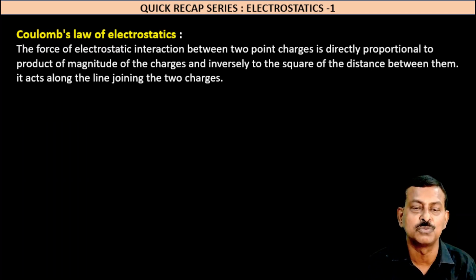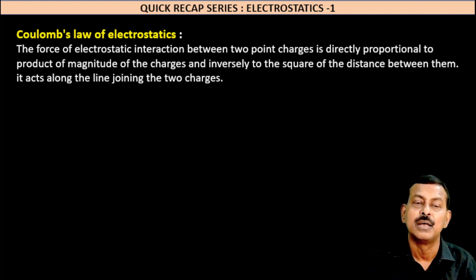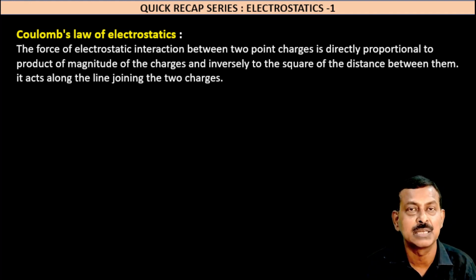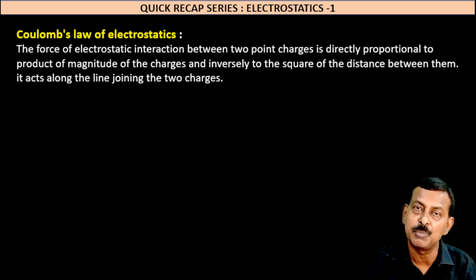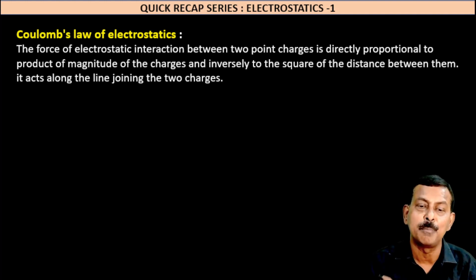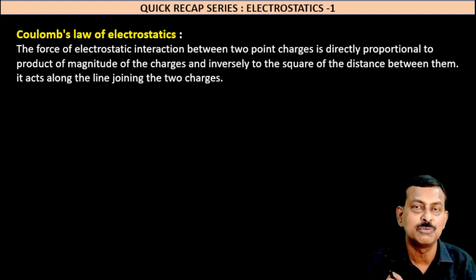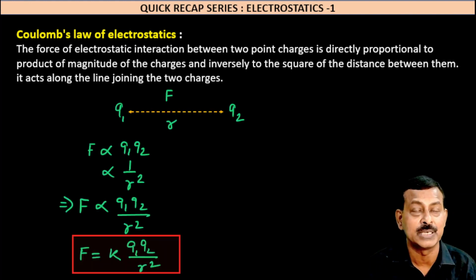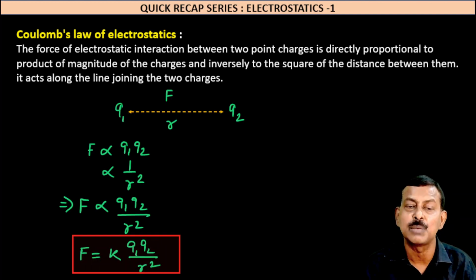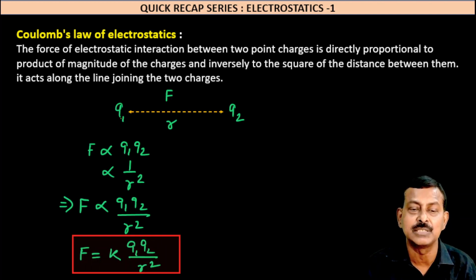Let's start Coulomb's law of electrostatics. The force of electrostatic interaction between two point charges is directly proportional to the product of the magnitude of the charges and inversely proportional to the square of the distance between them. And this acts along the line joining the two. So here, suppose we consider the charges Q1 and Q2 at a distance R, and the force between them is F.